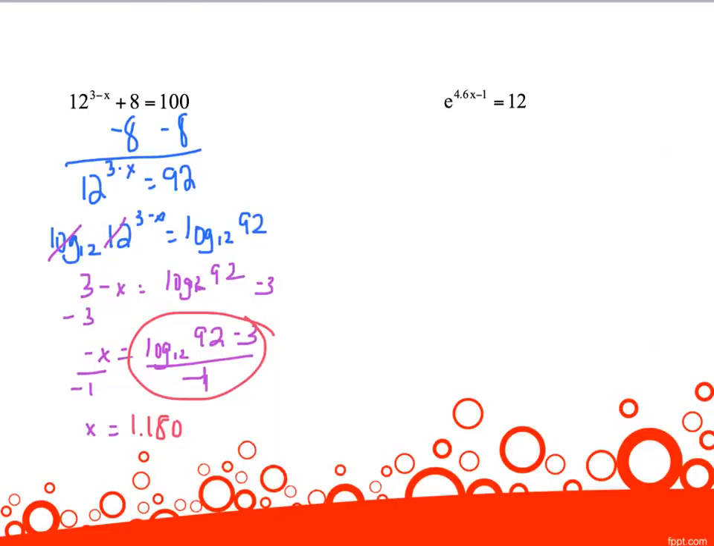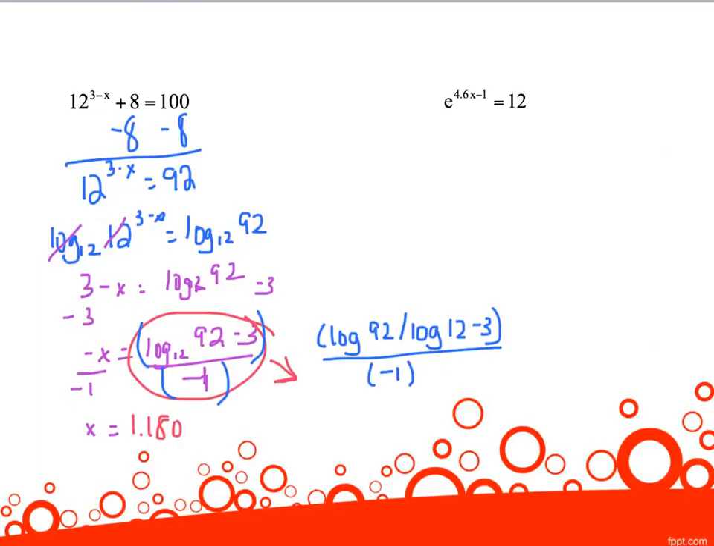Now, if you want to put all of this in one step, what you're going to need to do is put parentheses around your problem. Everything in the top has to have a set of parentheses, and then everything in the bottom. So I could do parentheses, log of 92 divided by log of 12 minus 3, and then divide that all by negative 1. And that should give me the same answer. So if you want to try that with your calculator, you could double check it.